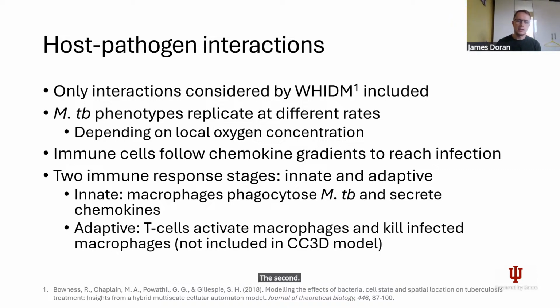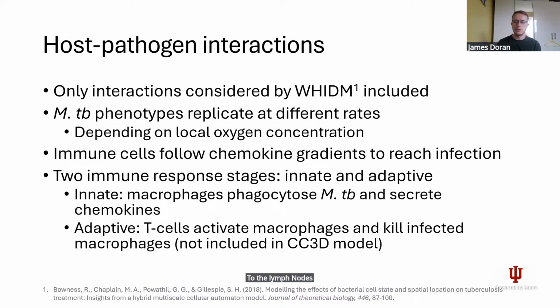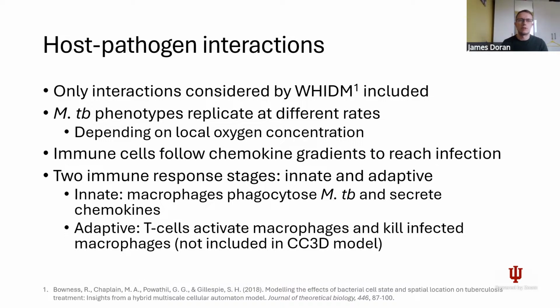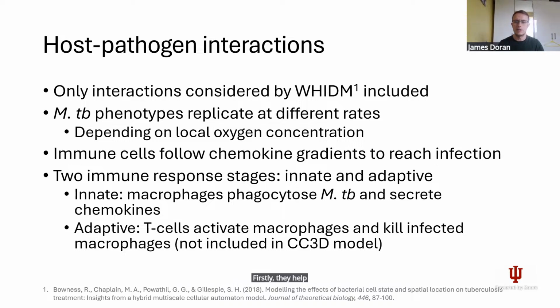The second stage is then the adaptive immune response. Cells such as dendritic cells will typically take information away from the site of infection to the lymph nodes, which will then be used to activate T cells. These will then travel back to the site of infection, and although T cells come in a wide variety of different phenotypes and perform a wide variety of different functions, their main functions with regard to the response to tuberculosis are broadly twofold. Firstly, they help activate macrophages.